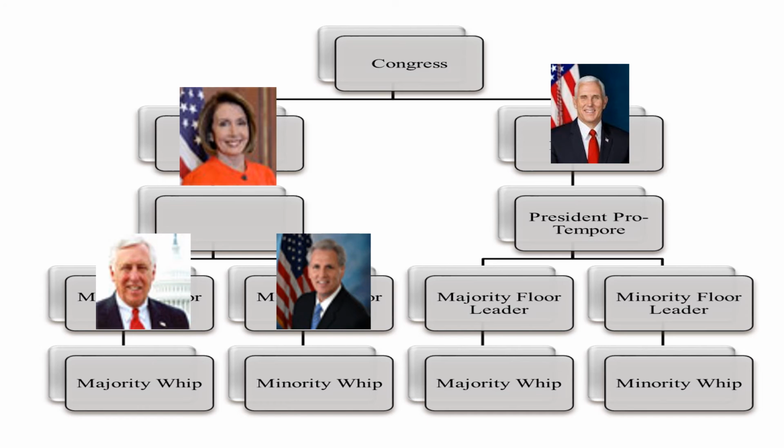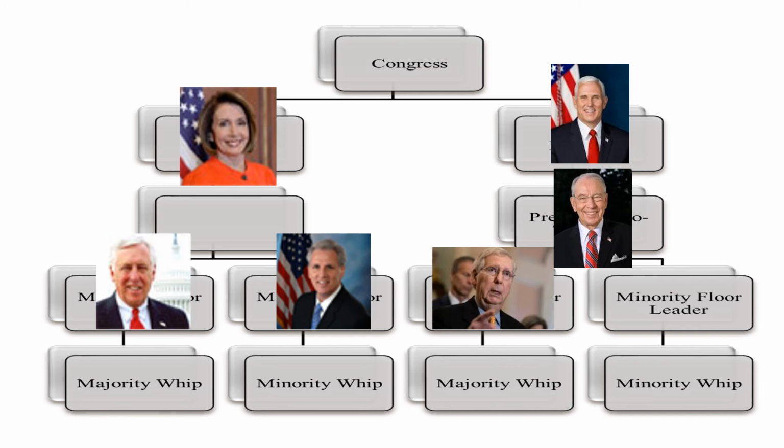On the Senate side, our presiding officer is our Vice President of the United States. This is Mike Pence, who's a representative of the Republican Party. Our President pro tempore is Chuck Grassley. He's a Republican senator from Iowa. The majority floor leader, a Republican senator from Kentucky, is Mitch McConnell. And then our minority floor leader here is Senator Charles Schumer. He is a Democrat from New York.